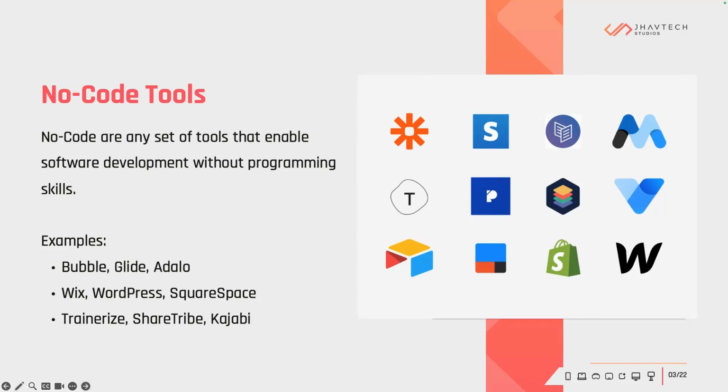No-code tools can include platforms that specifically replace the app building process. So these would be no-code tools such as Bubble, Glide, or Adalo. But I'm also including category-specific platforms that focus on a specific industry or customer. So an example of this would be Trainerize for fitness apps, ShareTribe for marketplace apps, or Kajabi for creating and marketing online content and courses.